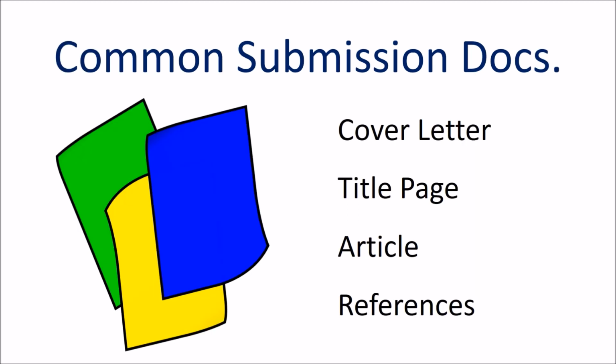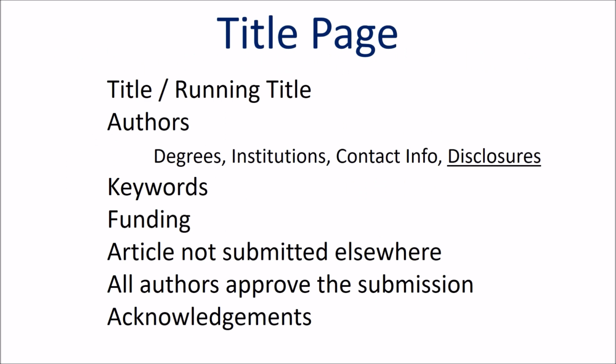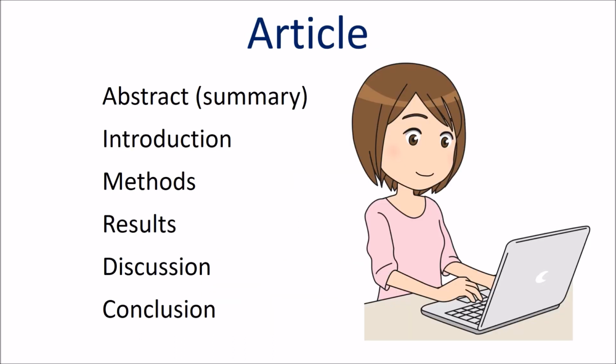Journals typically ask for a cover letter which briefly describes why the article should be published. A title page is information about the authors. The article and references are, of course, self-explanatory. Here is the information that usually needs to be included on the title page. This includes a short version of the title known as a running title. In addition, keywords are included to help readers find your article. You must state if your article received funding and confirm that you have not submitted the article to another journal at the same time. And here is how a research article is usually structured.